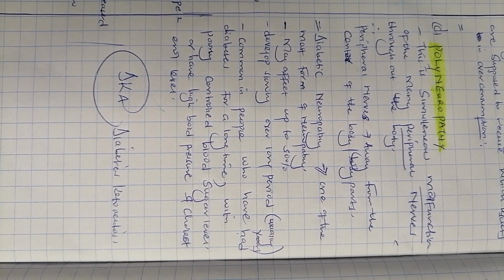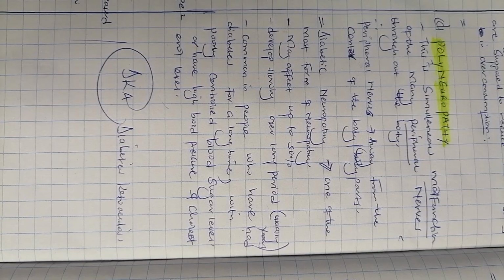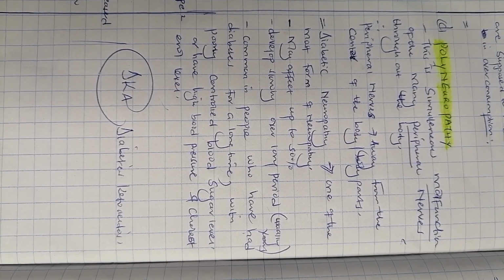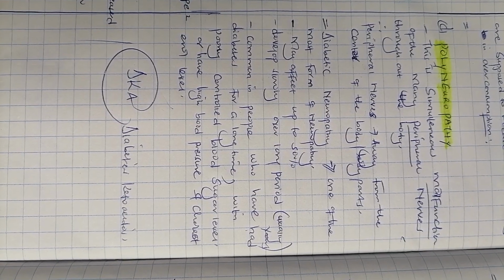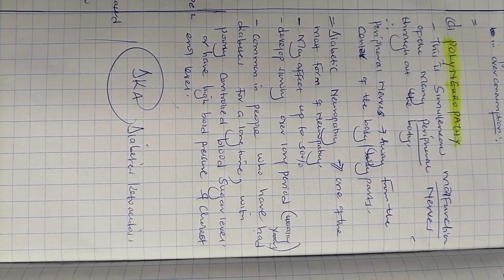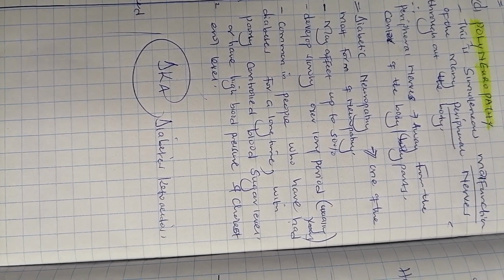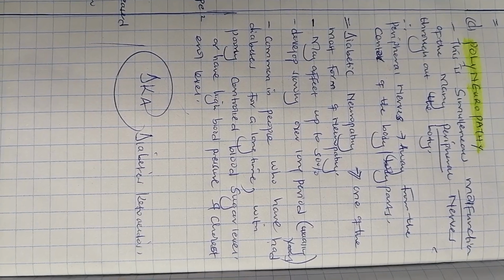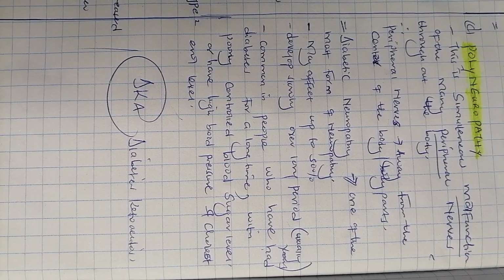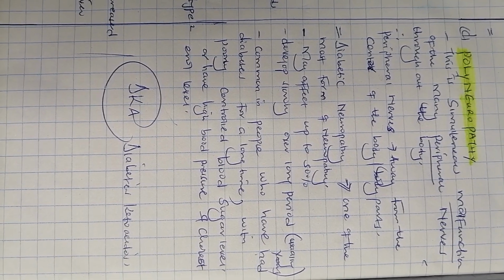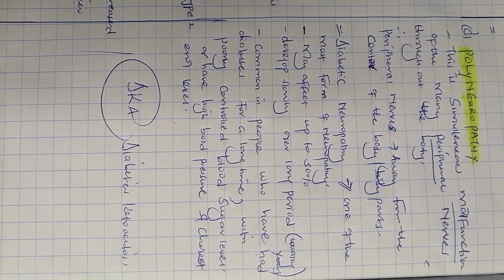So, in polyneuropathy, there is simultaneous malfunction of many peripheral nerves throughout the body. Peripheral nerves, as we have already seen, are the nerves that are away from the center of the body. And then you will feel some of the symptoms that we have already mentioned, like muscle weakness, tingling, numbness.